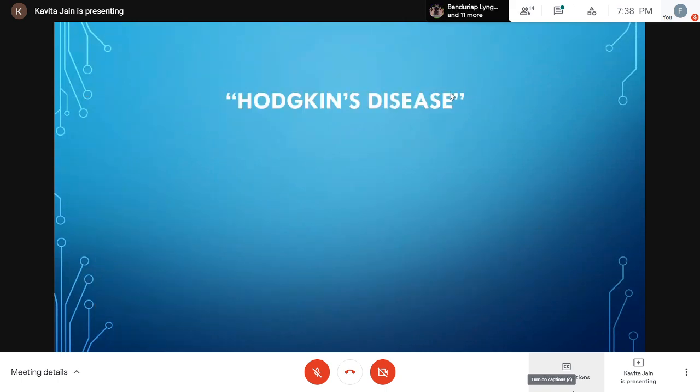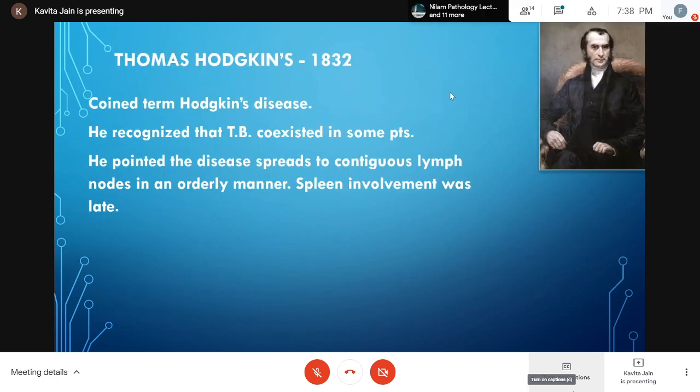Now, before we proceed to the morphology and other details, we should know from where this word Hodgkin's arose, and earlier it used to be called Hodgkin disease. Why? And how did we get the name RS cells, or the Reed-Sternberg cells? So Thomas Hodgkin, a British physician whose name echoes in the world of medical schools almost every day, coined the term Hodgkin's disease in 1832, and he recognized that tuberculosis coexisted in some patients.